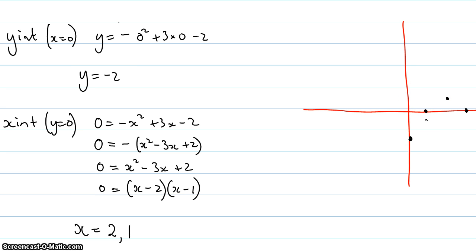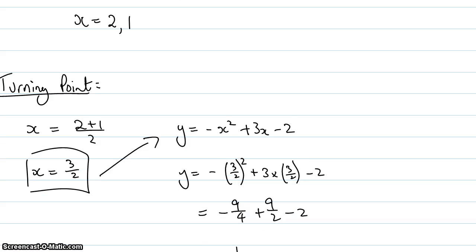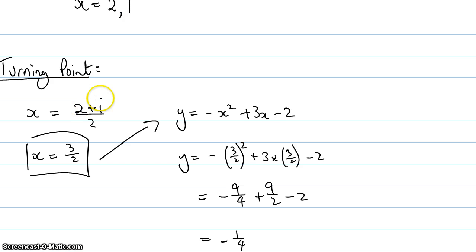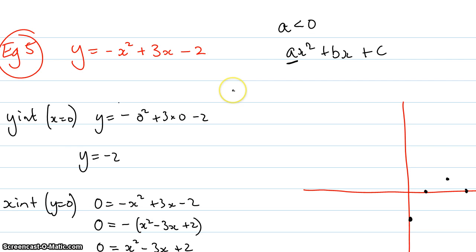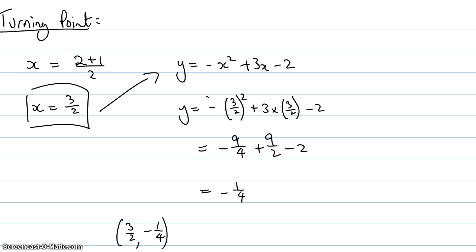Now I need to find the turning point. To find the turning point, I added both of the x-intercepts together, 2 plus 1, divided by 2, so I end up getting x equals 3 over 2. And then I substituted that back into my original formula, not into this one, into my original one. You don't have to, but I feel like you make fewer mistakes if you do that, or at least you identify where your mistakes are.